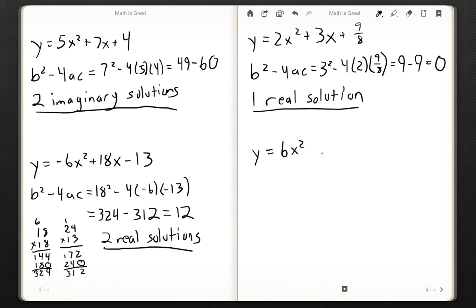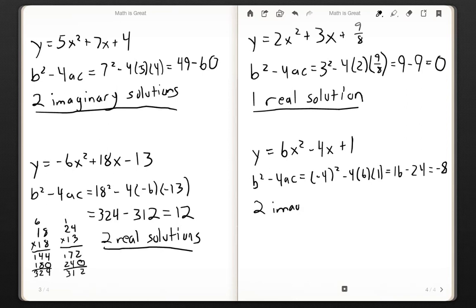Okay, let's just do one more. B squared minus 4ac equals negative 4 squared. Remember to square the negative as well. Minus 4 times 6 times 1. This is 16 minus 24, which is negative 8. A negative discriminant means we have two imaginary solutions.